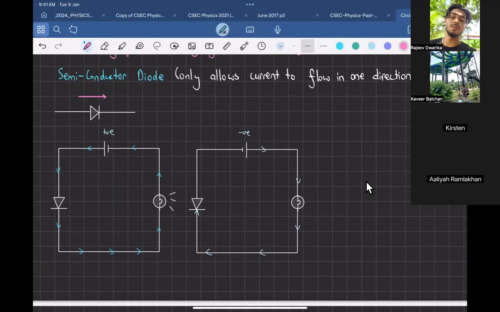So Aliyah, what I was saying is semi means half. So half conductor. That means it allows current to flow in one direction, but it doesn't allow current to flow in the other direction. So one way it acts like a conductor, like metal, basically. The other direction it acts like rubber or something. It doesn't allow current to flow.